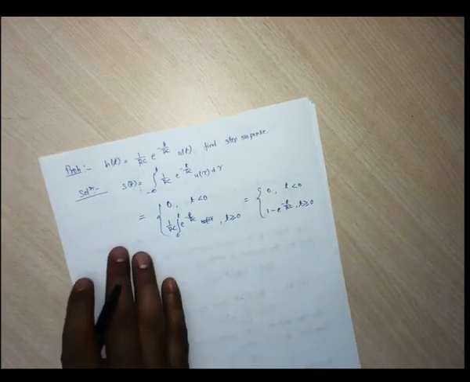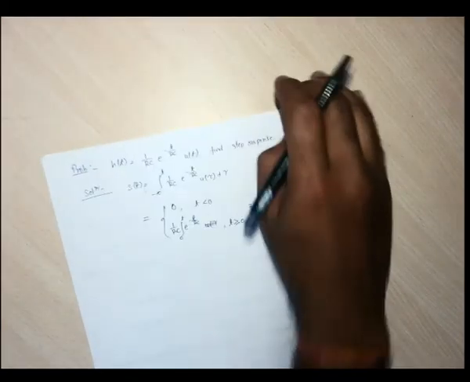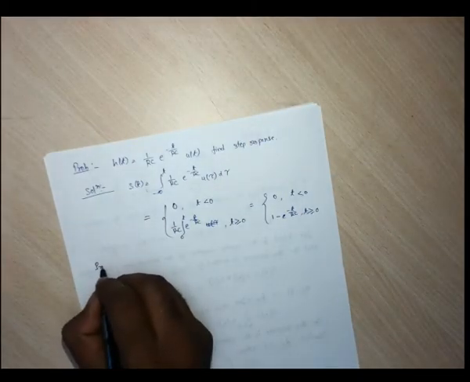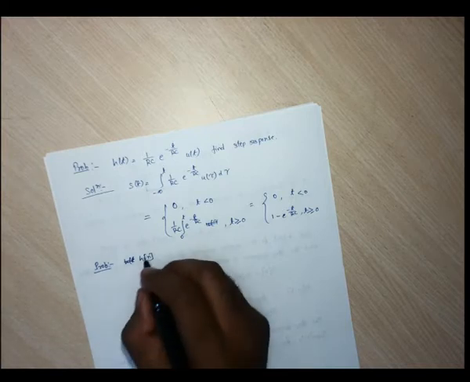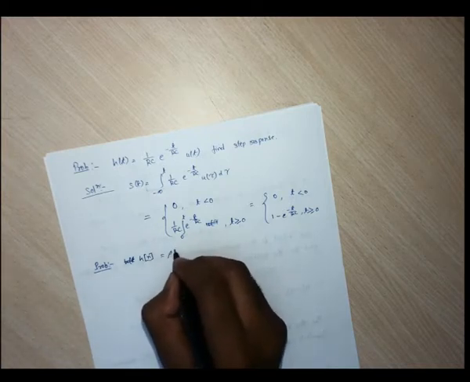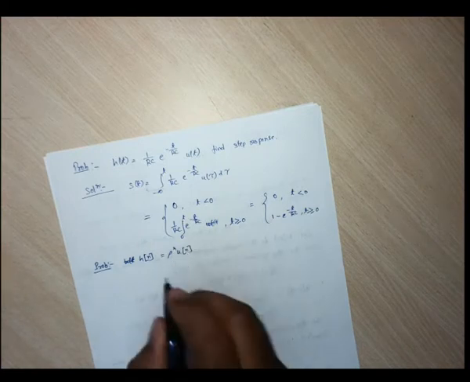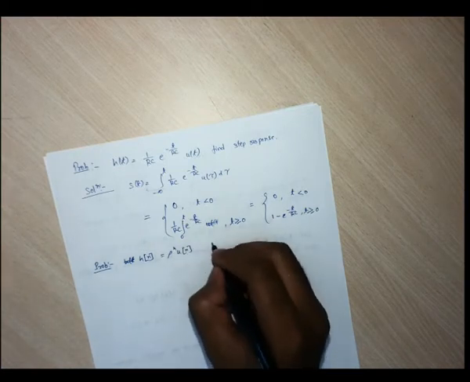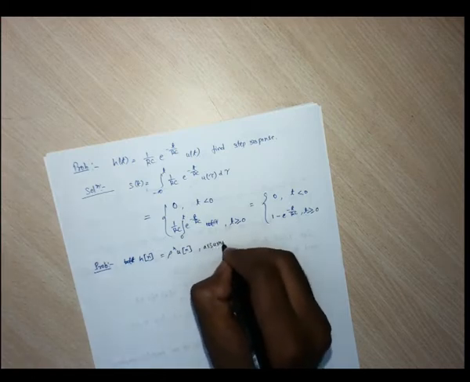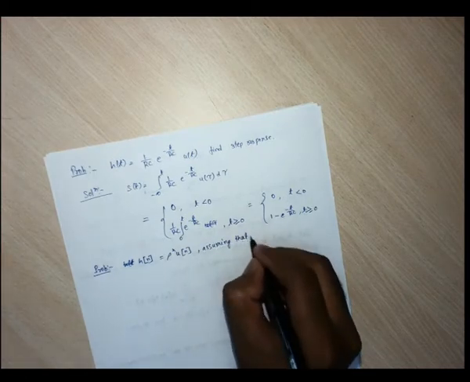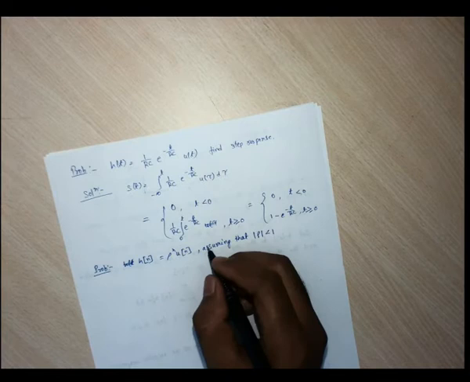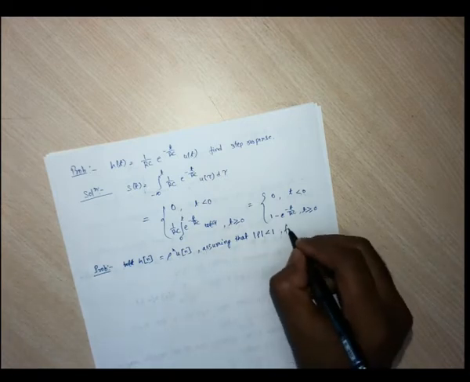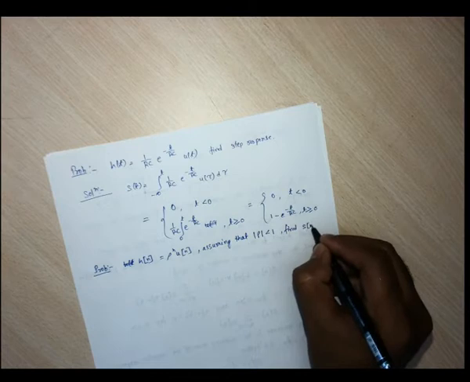So the second problem, in terms of discrete time system, h of n is given as rho to the power n u of n, assuming, as it is given in the question, that mod of rho is less than 1. So we need to find out the step response s of n.